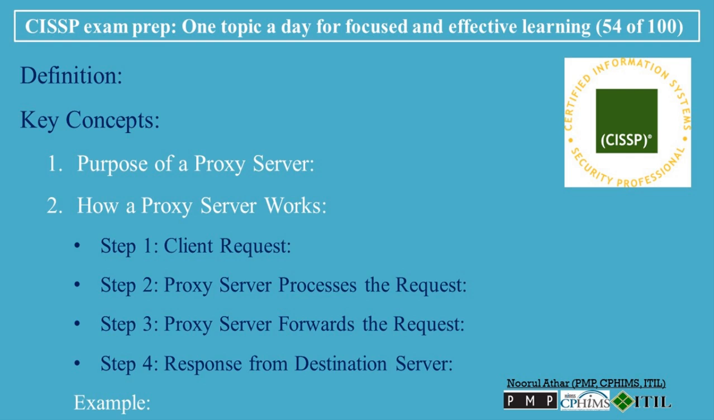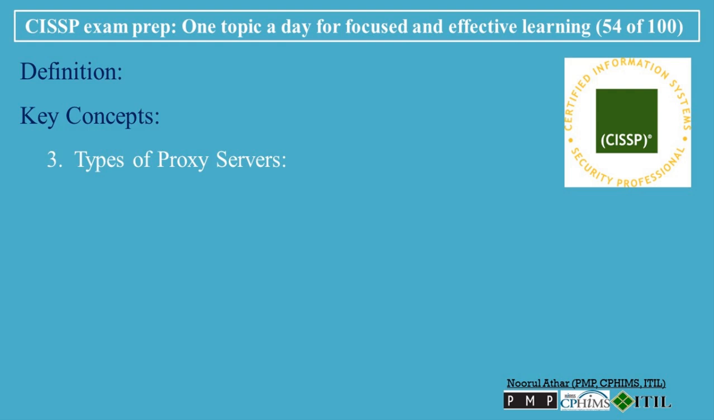Example: a company configures a proxy server to filter and monitor employees' internet access. When an employee tries to access a website, the request goes through the proxy server, which checks whether the site is allowed. If the site is allowed, the proxy server forwards the request to the website and returns the page to the employee.